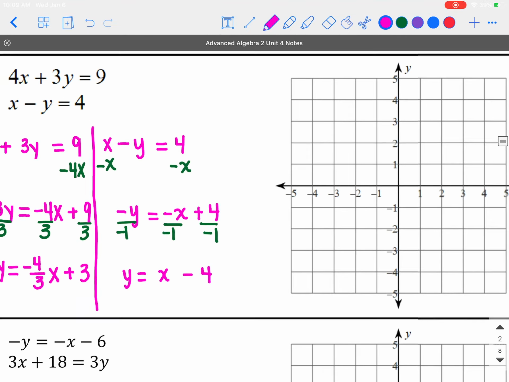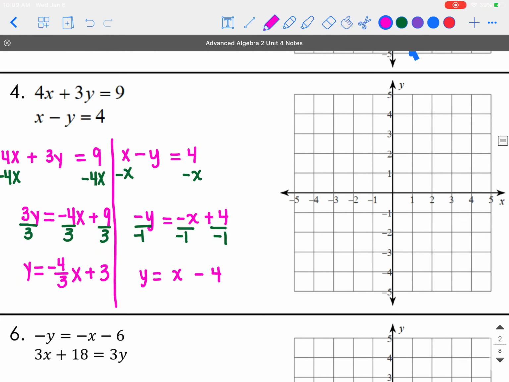So now we're going to get into the graphing. First one, start with my y-intercept of 3. And I'm going to go down 4, right 3. And that's all that I can get to.